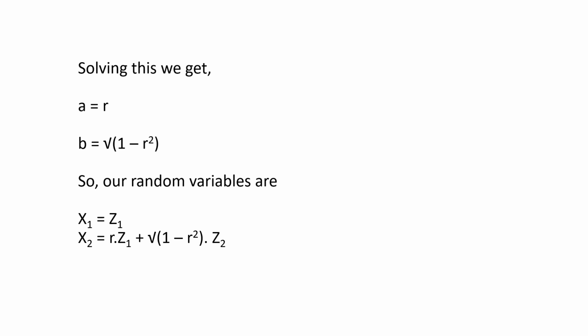Solving the above two equations together, we get a is equal to R and b is the square root of 1 minus R squared. So the random variables which we are looking for are X1 equals Z1 and X2 equals R times Z1 plus the square root of 1 minus R squared times Z2. So this is the answer to the first part of the question.